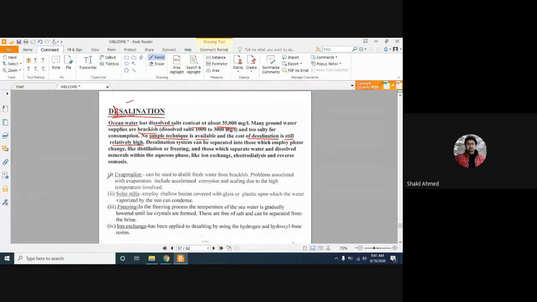We can use different techniques. For example, evaporation: we can evaporate the water, leaving the solid salt behind. Then you can use solar stills, you can use freezing, we can use ion exchange. So these are basically physical separation, and this is kind of related with electricity and chemicals. Ion exchange has been applied for desalting by using hydrogen and hydroxyl based resins. Okay, this is like a filter.